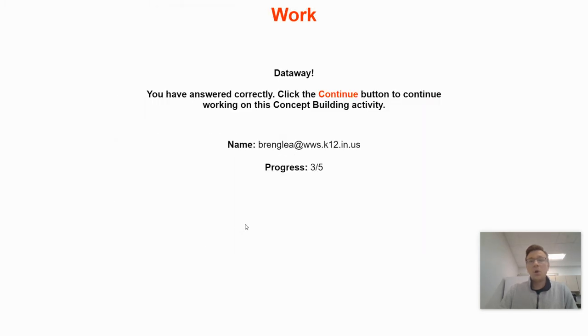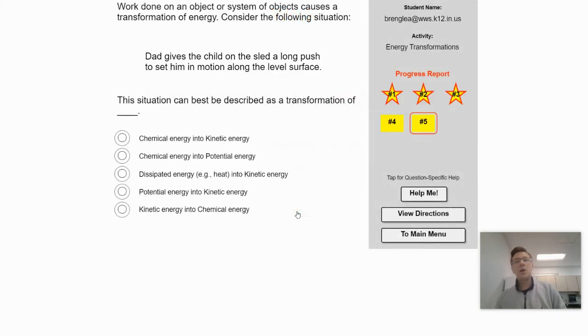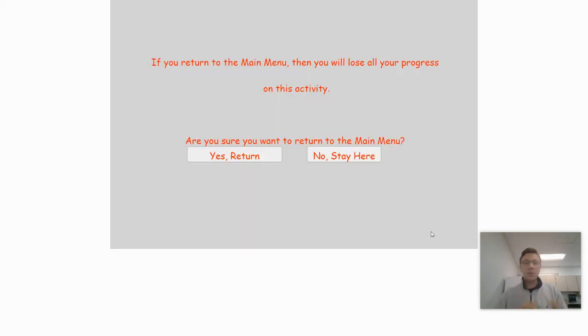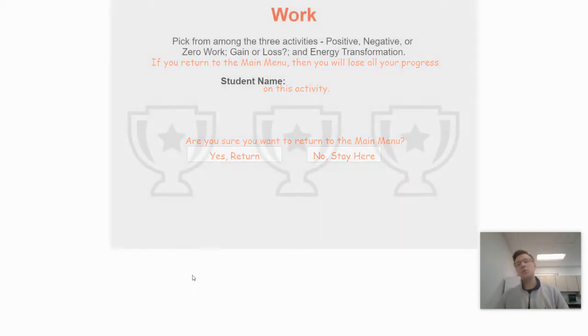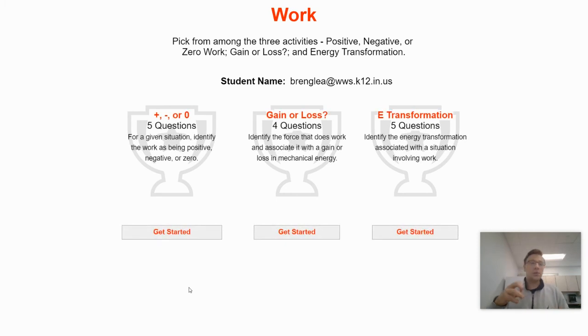Okay, so that should be enough to get you guys through the concept builder. Make sure that you're kind of reasoning through these situations and thinking about whether there's an energy gain, an energy loss. Obviously, that energy is being transferred. It's not just being created or destroyed. And then what types of energy are involved in the situation. Make sure to let me know if you have any questions.